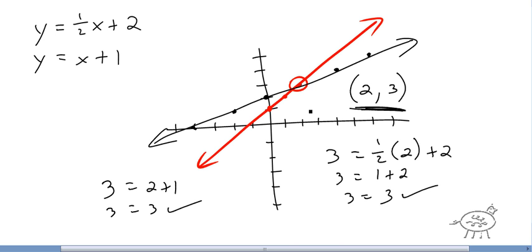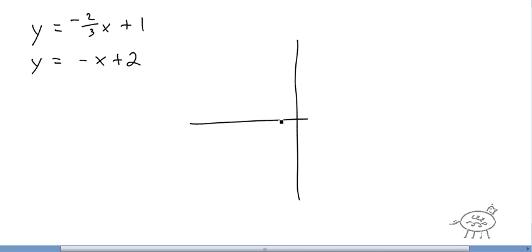Pretty simple. Okay, so let's try a couple more. y is equal to negative 2/3 x plus 1, and y equals negative x plus 2. Okay, so let's graph this guy here.